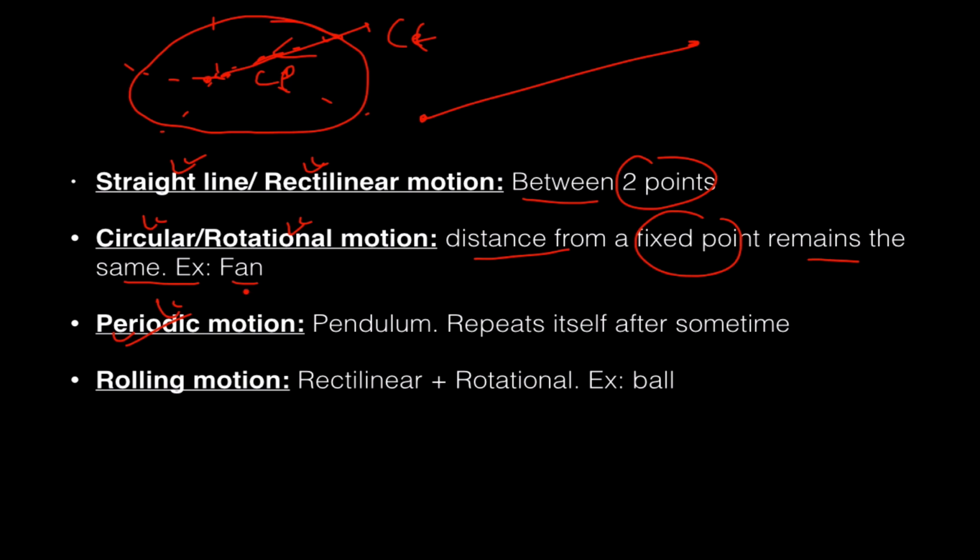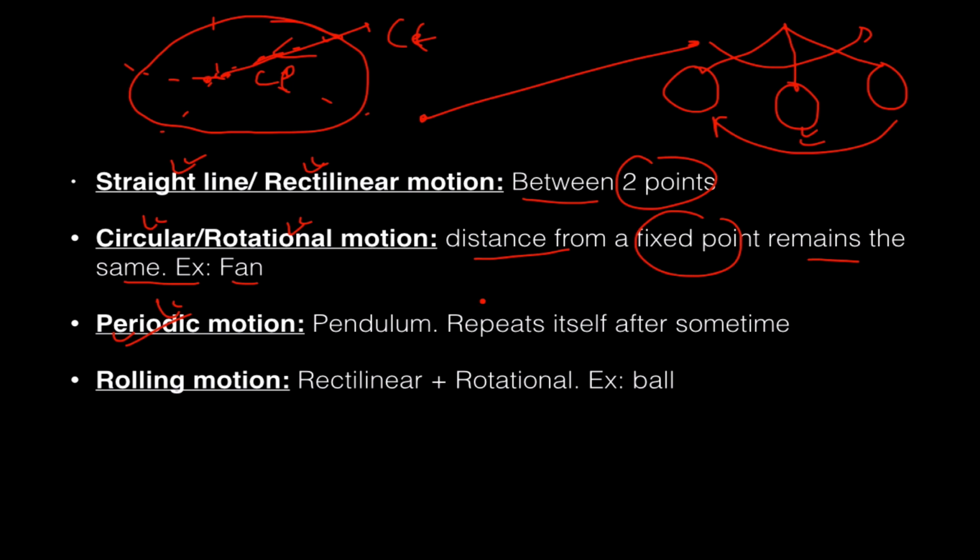Now periodic motion is the motion of a pendulum. So one time the pendulum is here, at the extreme it will be here, at the other extreme it will be here. So after this entire motion from here to here, it will again repeat it, and this position will again come back. So it repeats itself after some time. This is called periodic motion, while rolling motion is a ball rolling.